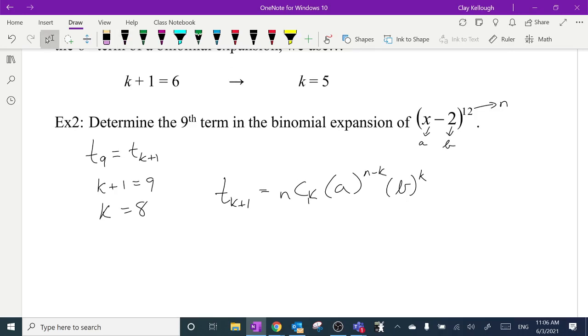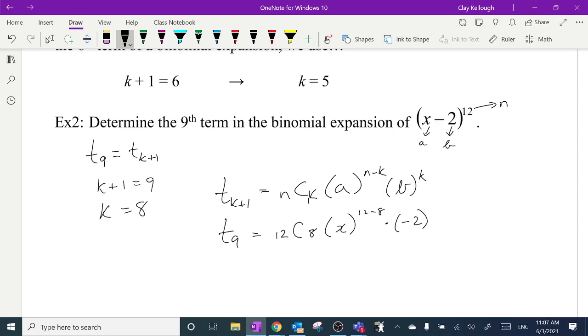So the ninth term is 12 choose 8. Why 8? Because k is always 1 less than the term number. What's the a value? A is x. X to the power of n minus k, which is just 12 minus 8, times b, which is, careful, most people look at this and go, oh, b is 2. B is not 2. B is negative 2.